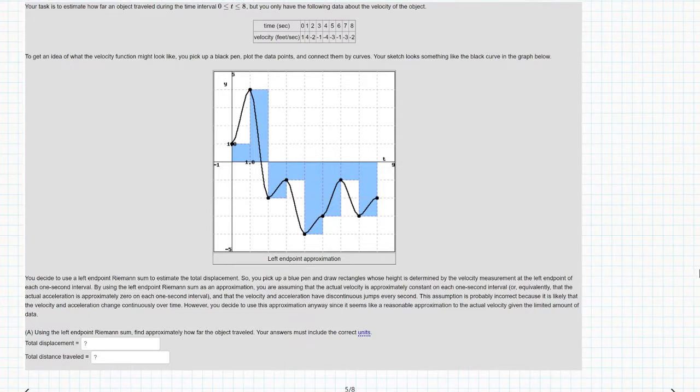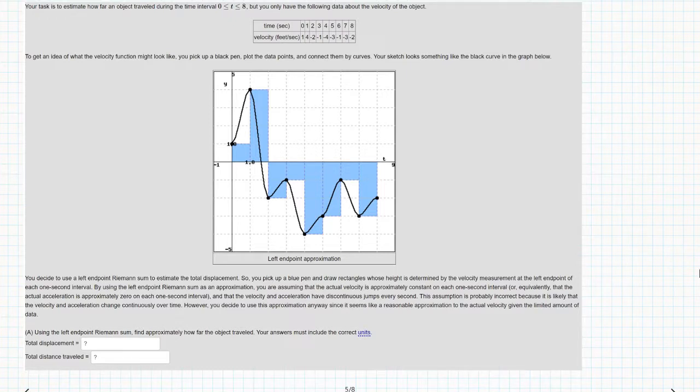Now, moving forward to our next one, we have a task here. It says your task is to estimate how far an object traveled during the time interval 0 ≤ t ≤ 8, but you only have the following data about the velocity of the object. So you have the time for those essentially 1 second intervals, and then you have the velocity in feet per second, right? And the velocities range, as you can see in the graph. To get an idea of what the velocity function might look like, it says you can pick up the black pen and plot the data points and then put curves in there. The curves aren't necessarily what we're going to be focused on, but the points themselves.